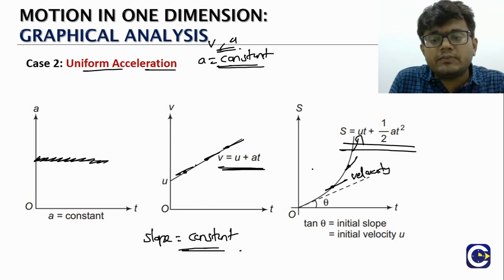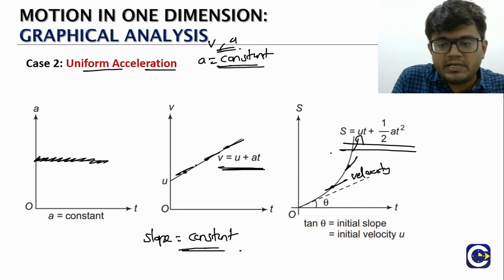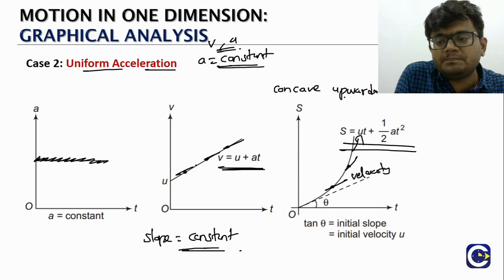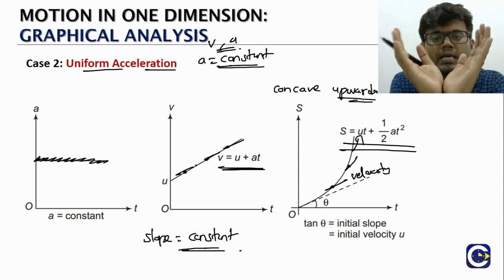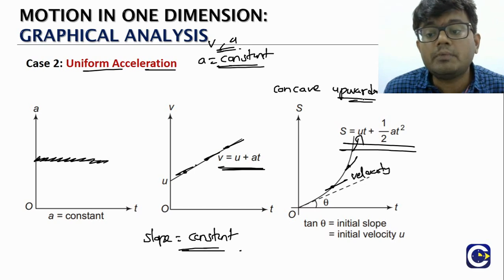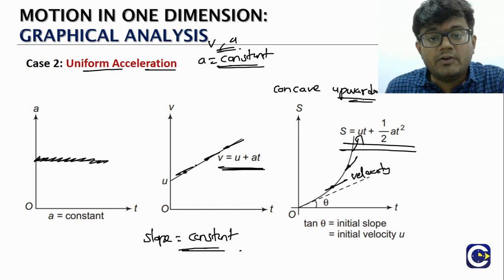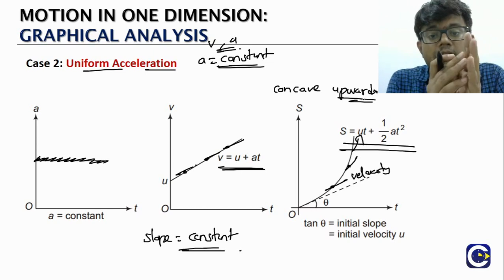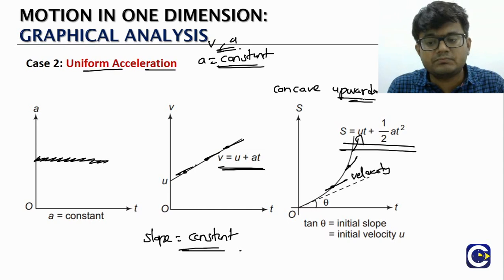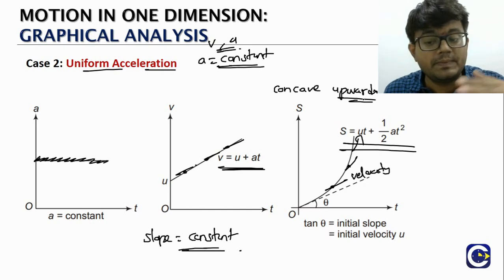So the curve, in case of accelerated motion, is a very standard thing: it will be concave upwards. The concave part is facing up. That is when the object is in uniform acceleration. The displacement time graph will be concave up, because the slope of the displacement time graph, which is our velocity, will keep on increasing.